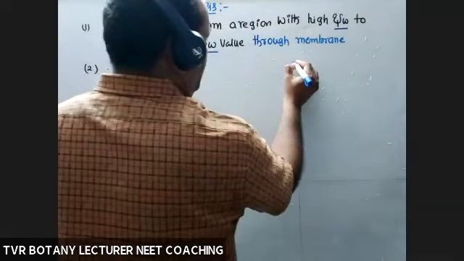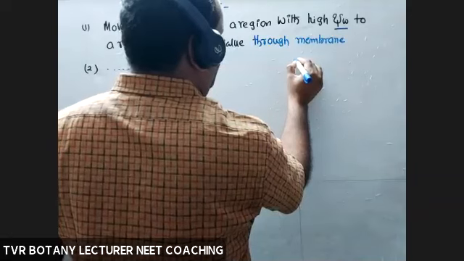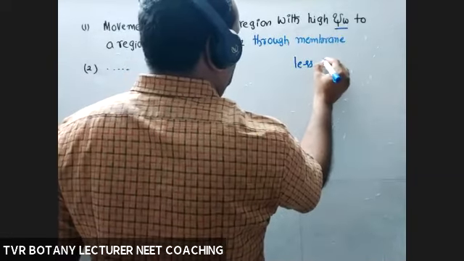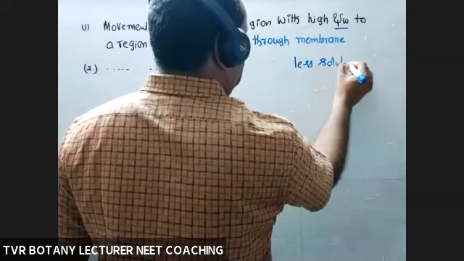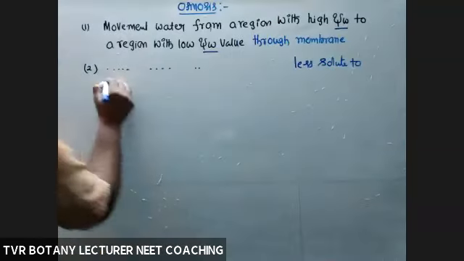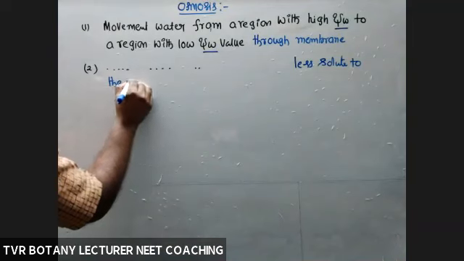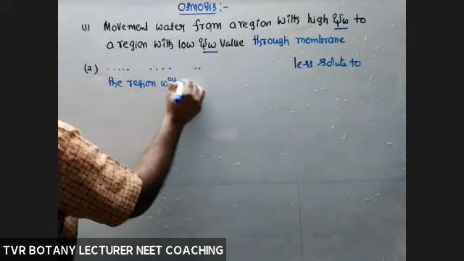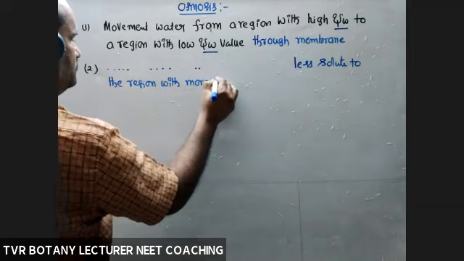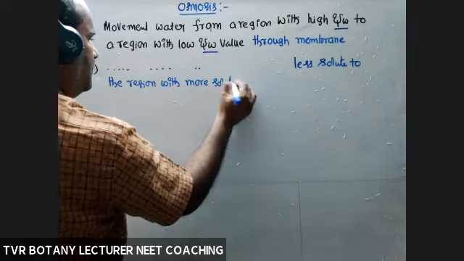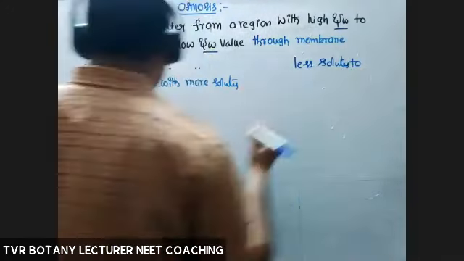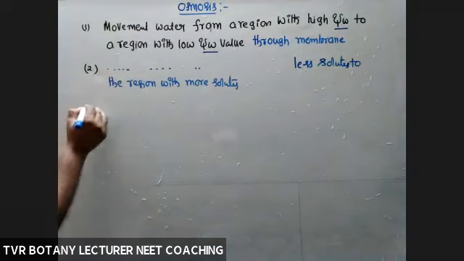From a region with less number of solutes to the region with more solutes. Okay, less number of solutes to a region with more number of solutes.